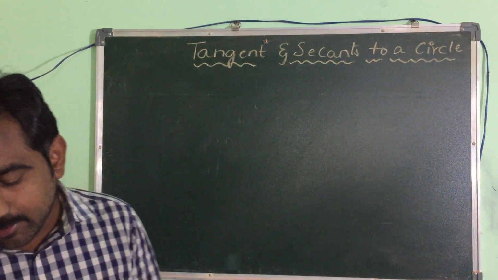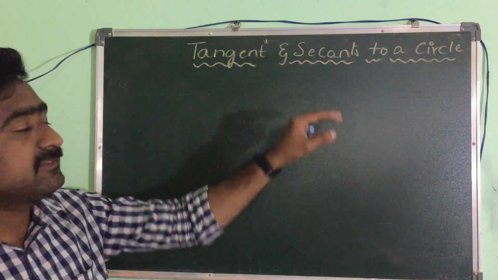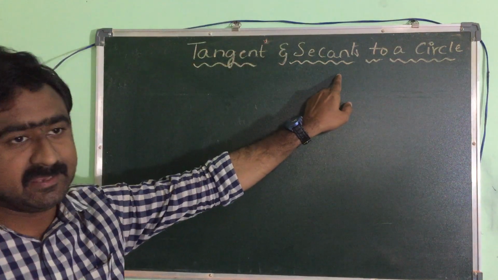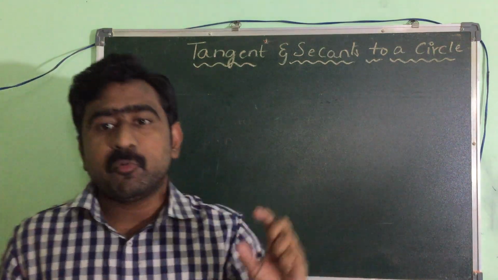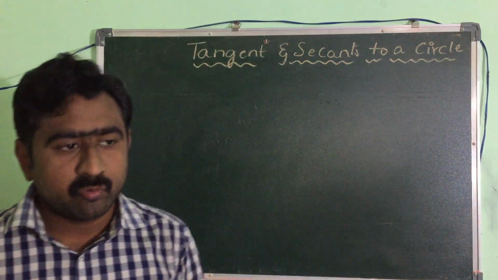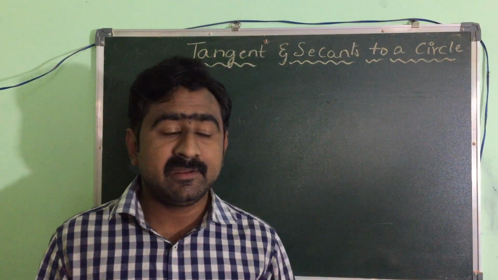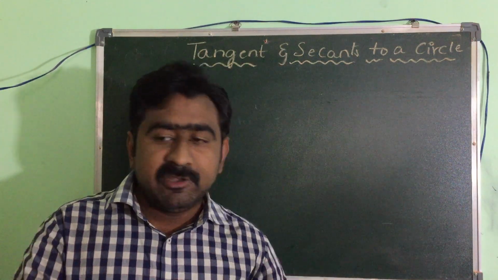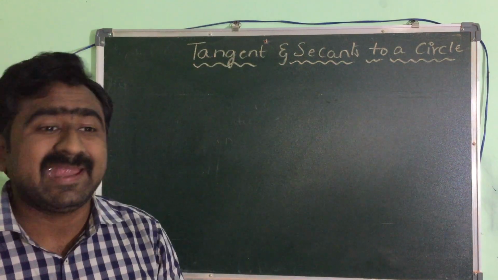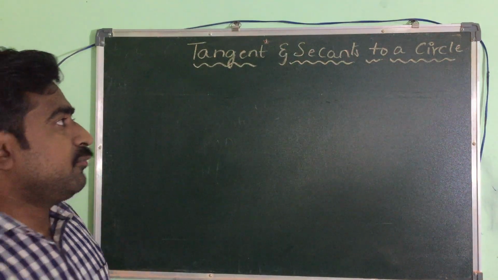Once again, the heading is tangents and secants to a circle. First of all, we need to know the meaning of a tangent and the meaning of a secant, starting with the basic points of the circle. If we know the fundamentals of the circle, then we need to know how to define the word tangent, how to define the word secant, and the basic difference between tangent and secant. So let me start with the circle concept.